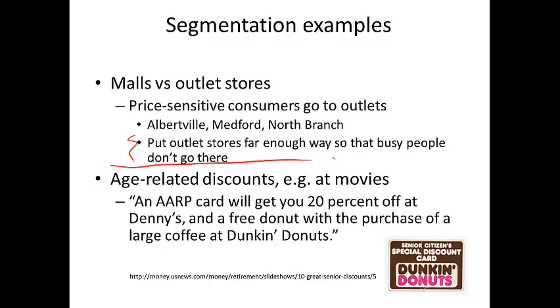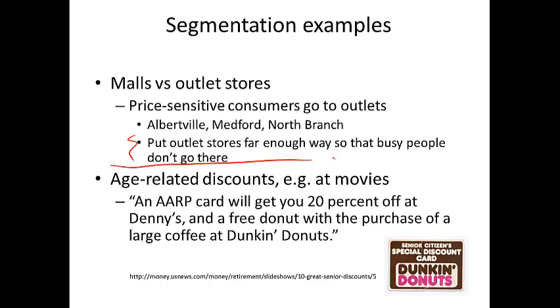Another example that is pretty prevalent is age-related discounts, for example, at the movies. But if you look around, you can find lots of age-related discounts. For example, as it says here, an AARP card, that's American Association of Retired Persons, will get you 20% off at Denny's and a free donut with the purchase of a large coffee at Dunkin' Donuts. Lots of other examples like that.